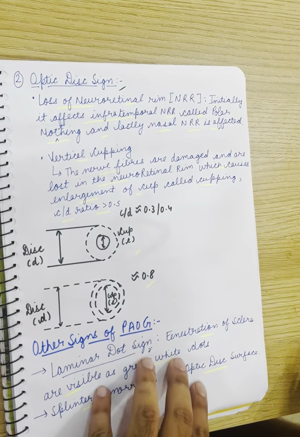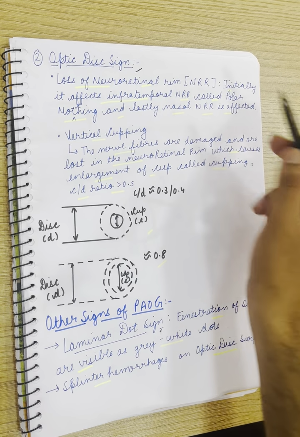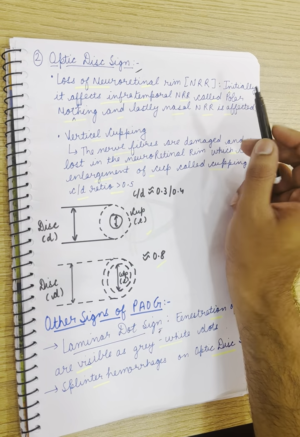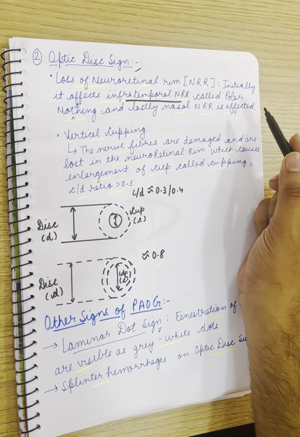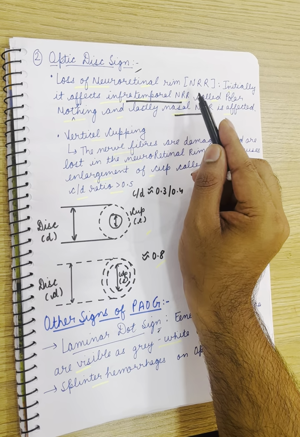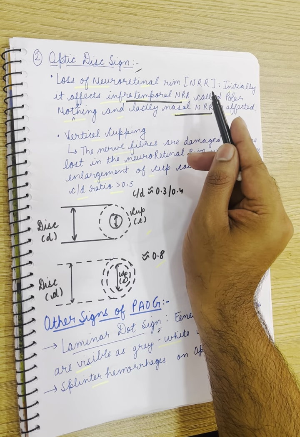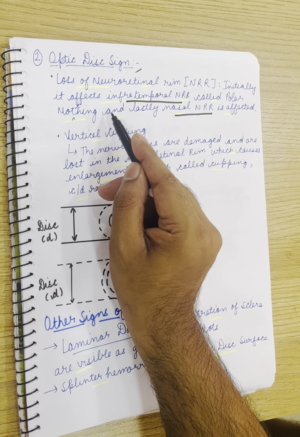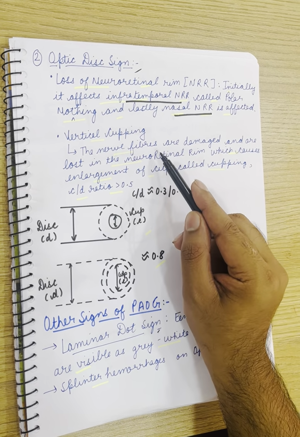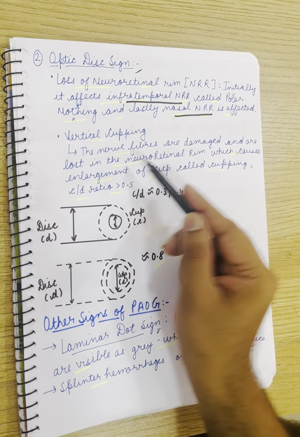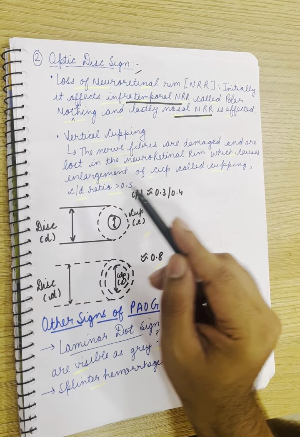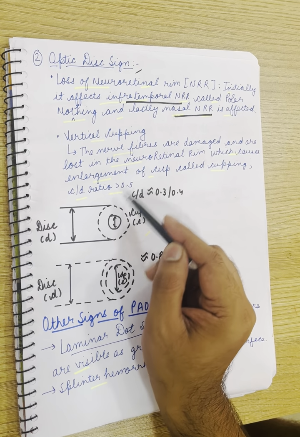Next we have the optic disc signs. In the optic disc signs, there is loss of the neuroretinal rim, NRR. Initially it affects the infratemporal NRR, and lastly it affects the nasal NRR. The infratemporal NRR loss is called polar notching. And in vertical cupping, we can see the nerve fibers are damaged and lost in the neuroretinal rim, which causes enlargement of the cup, called cupping, and the cup to disc ratio goes above 0.5.